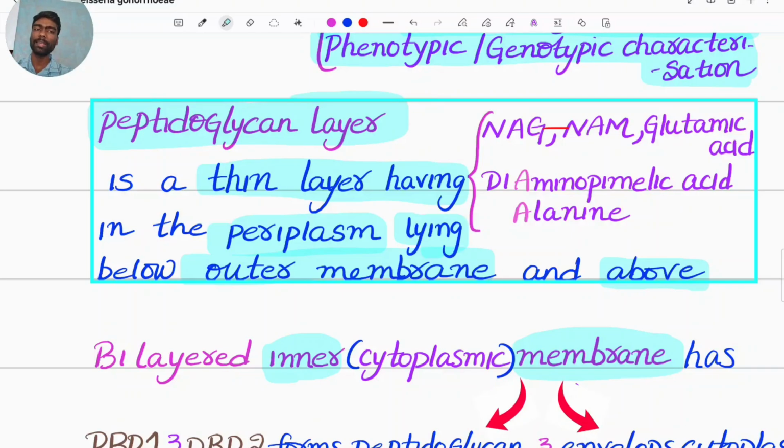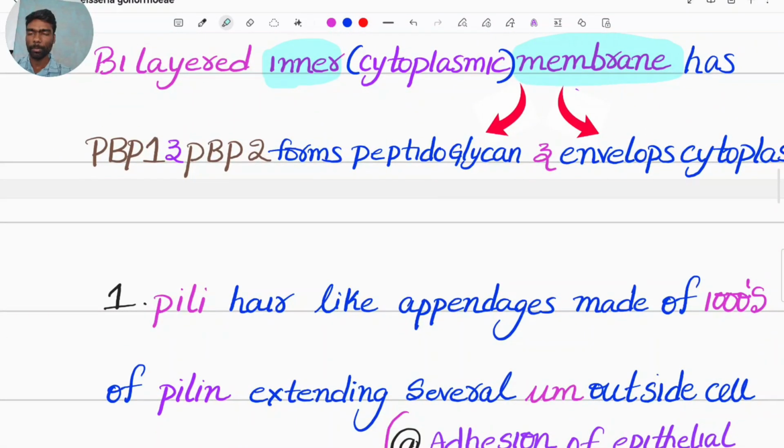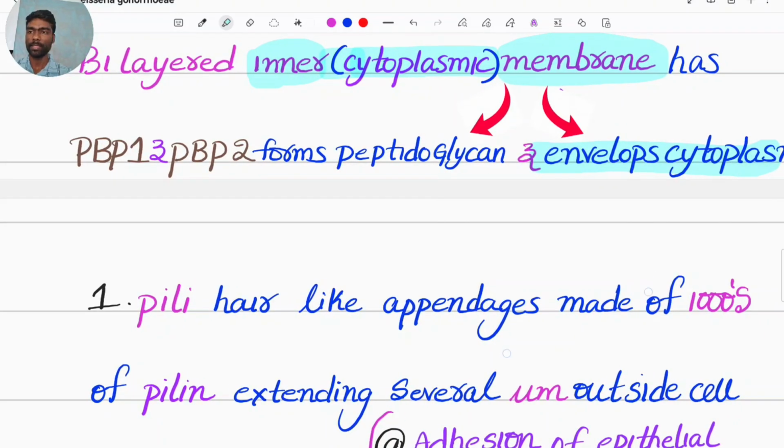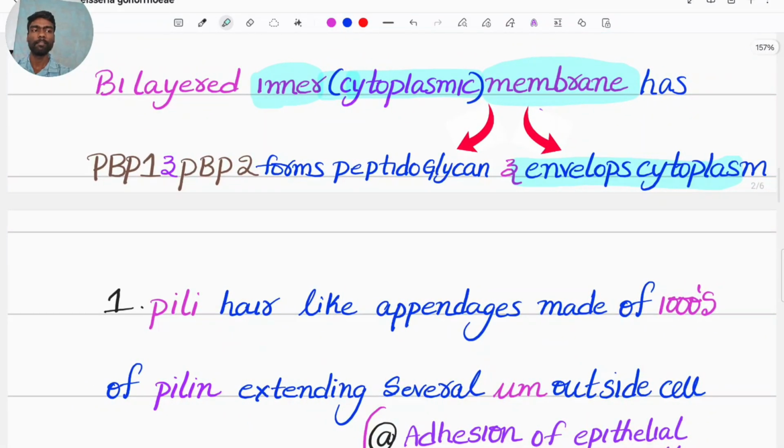What does peptidoglycan contain? N-acetyl glucosamine, N-acetyl muramic acid connected by peptide bonds, glutamic acid, diaminopimelic acid, alanine. Then coming to the inner membrane, nothing but the cytoplasmic membrane which envelops the cytoplasm. What does cytoplasm contain? Solutes dispersed in viscous solution.